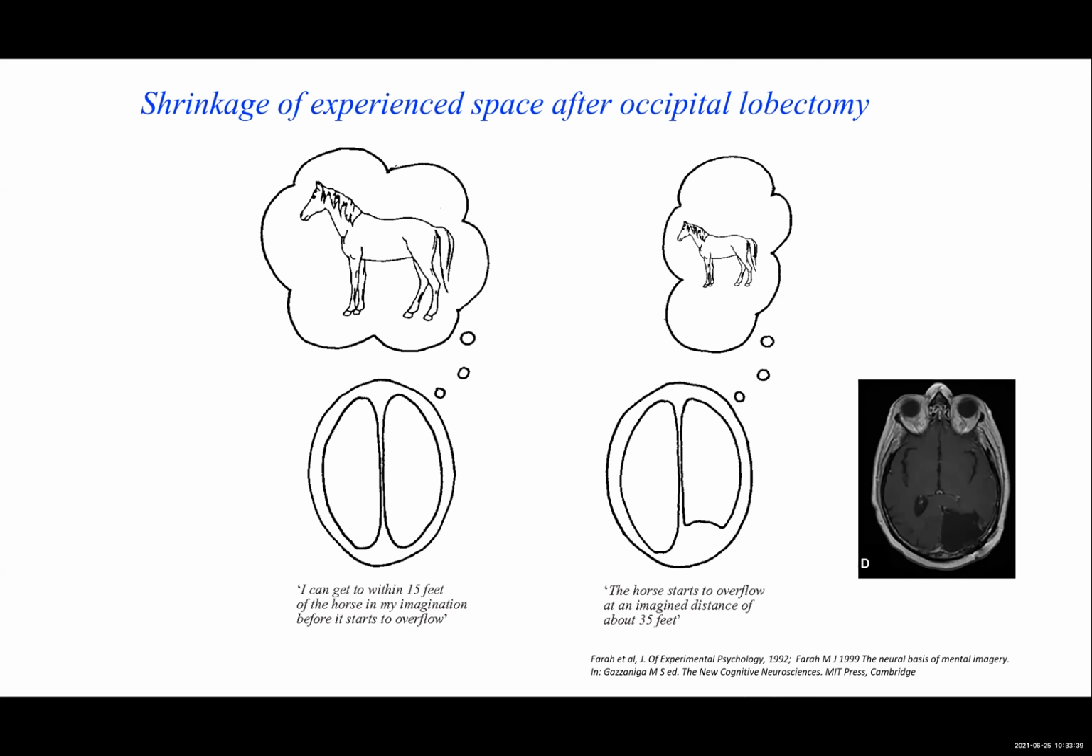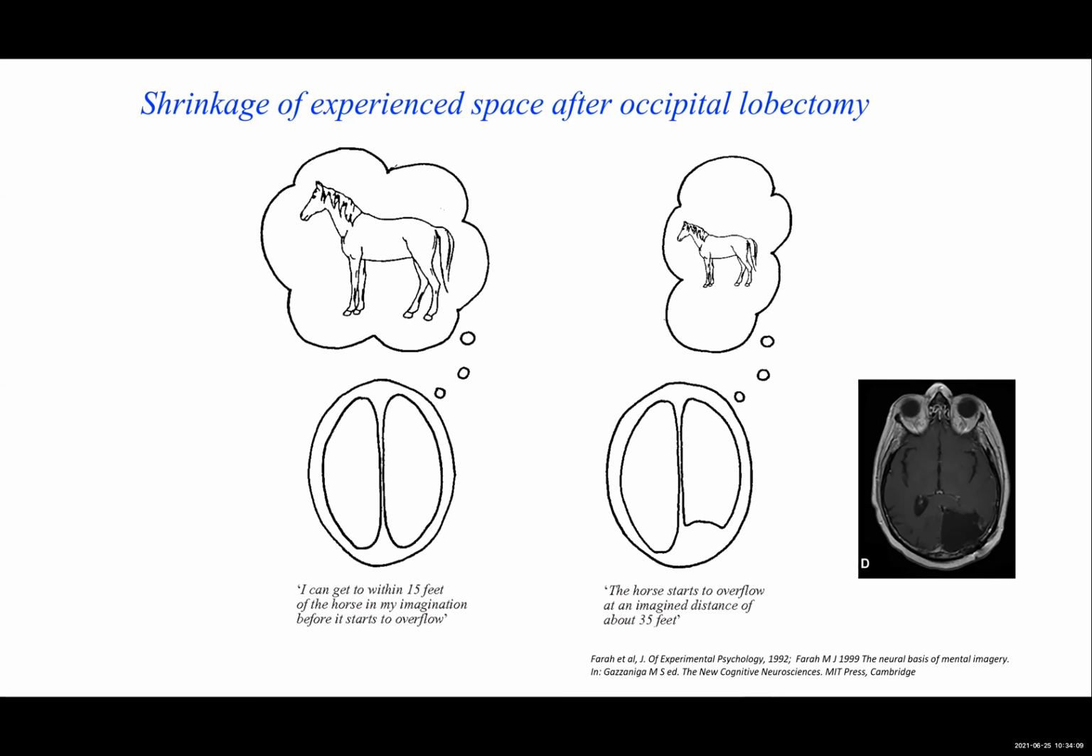Here is an example of a lady that was studied by Martha Farah, in which before the surgery, she was asked to imagine how big a horse was, and in particular, when the horse would overflow her visual field. How close did it have to be? And she basically said 15 feet. It wasn't done just with the horse, it was done with all kinds of things. So that's how large her imagined visual field was, her spatial canvas.